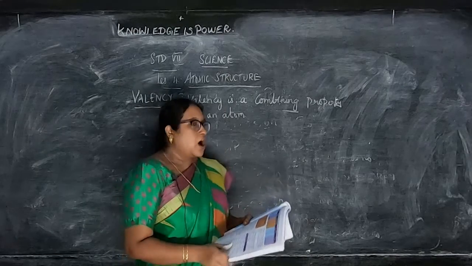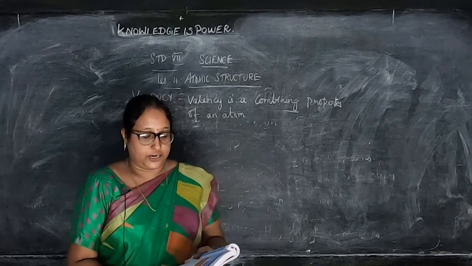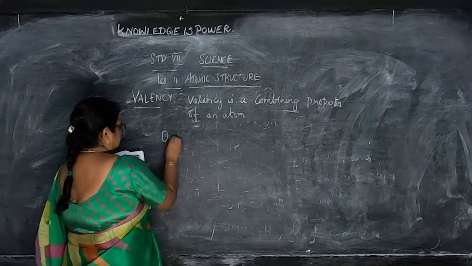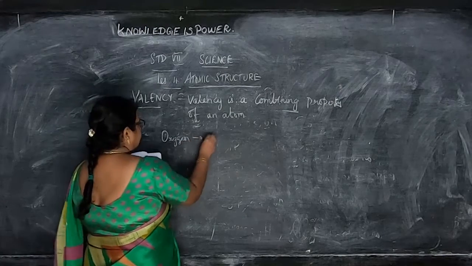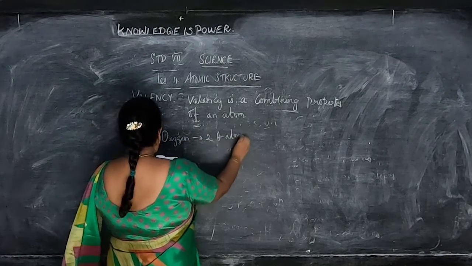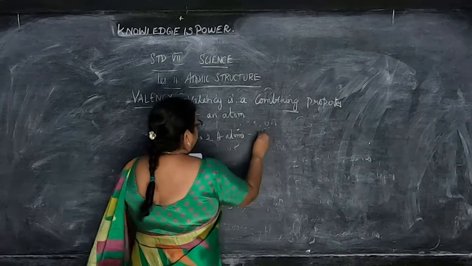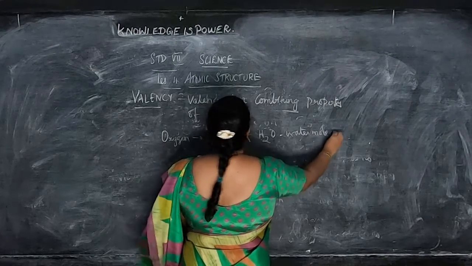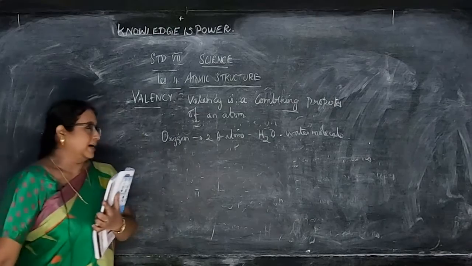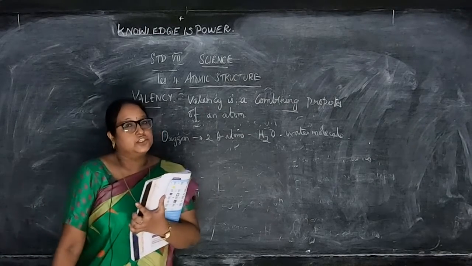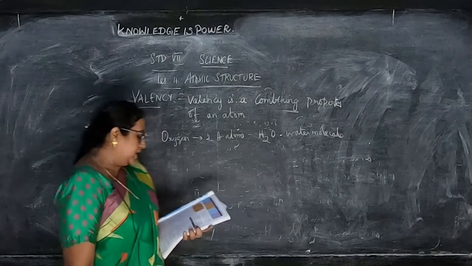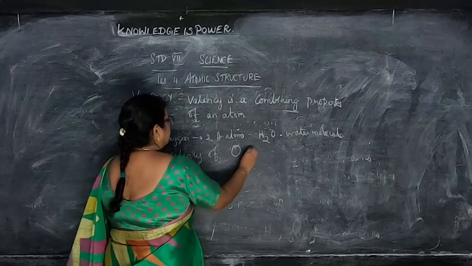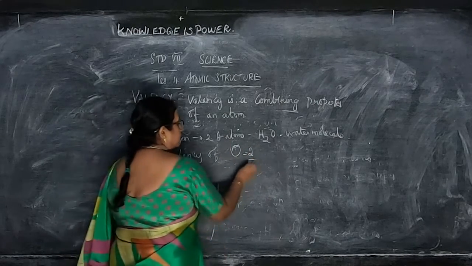Now it's a measure of how many hydrogen atoms can combine with. For example, oxygen can combine with 2 hydrogen atoms and create water molecules, H2O. Okay children, do you understand now? That is 1 oxygen and 2 hydrogen atoms, that is H2O, which is a water molecule. Now the valency of oxygen here is 2. Okay, then what is the valency of oxygen here?